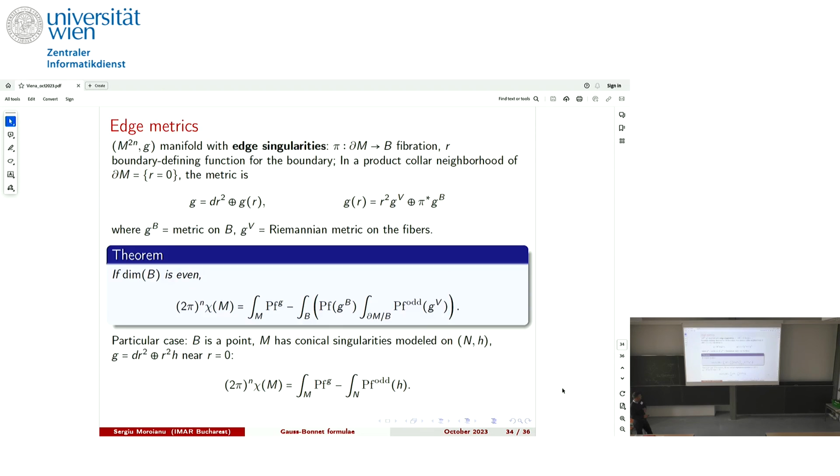Okay, and we have two types, actually, two big types of metrics and two particular cases. Let me just stay with the particular cases. When the manifold has small conical singularities, this is the conical metric modeled on some Riemannian manifold N. So it's the usual picture of a cone. Then the defect in Gauss-Bonnet is minus the integral on the boundary of the odd Pfaffian. And there is a similar formula when you have fibered cones or what is called edge singularities.